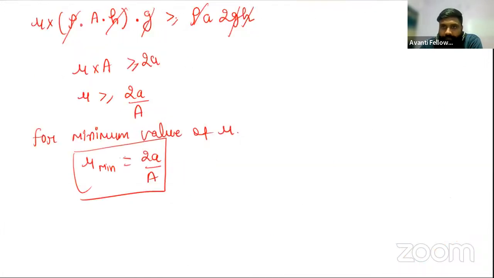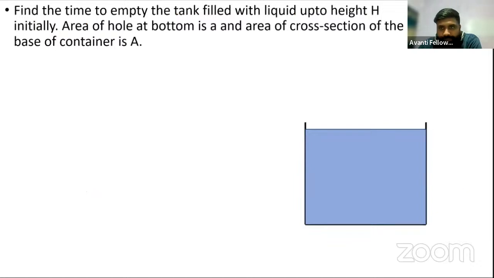Okay. Now, the next question is this. Students of JNB Bhavnagar, are you here? If you are here, try to solve this question. I'm giving you 2 minutes to solve this question.